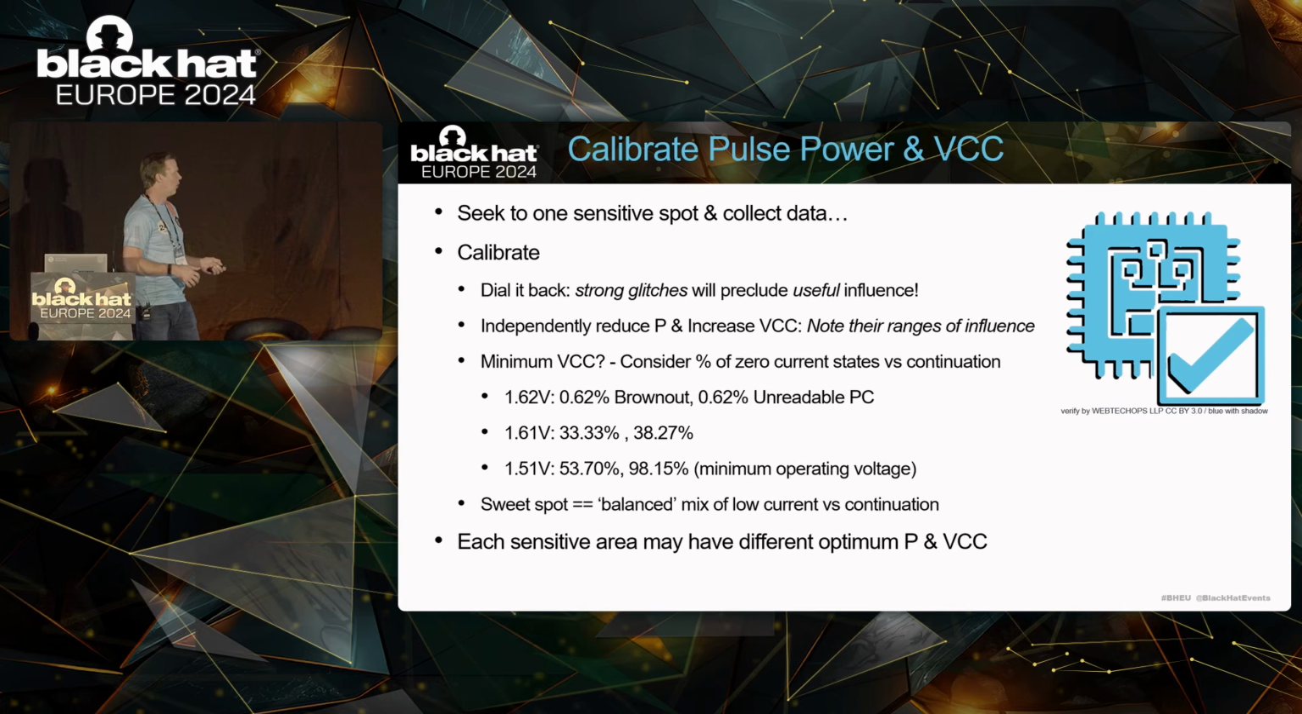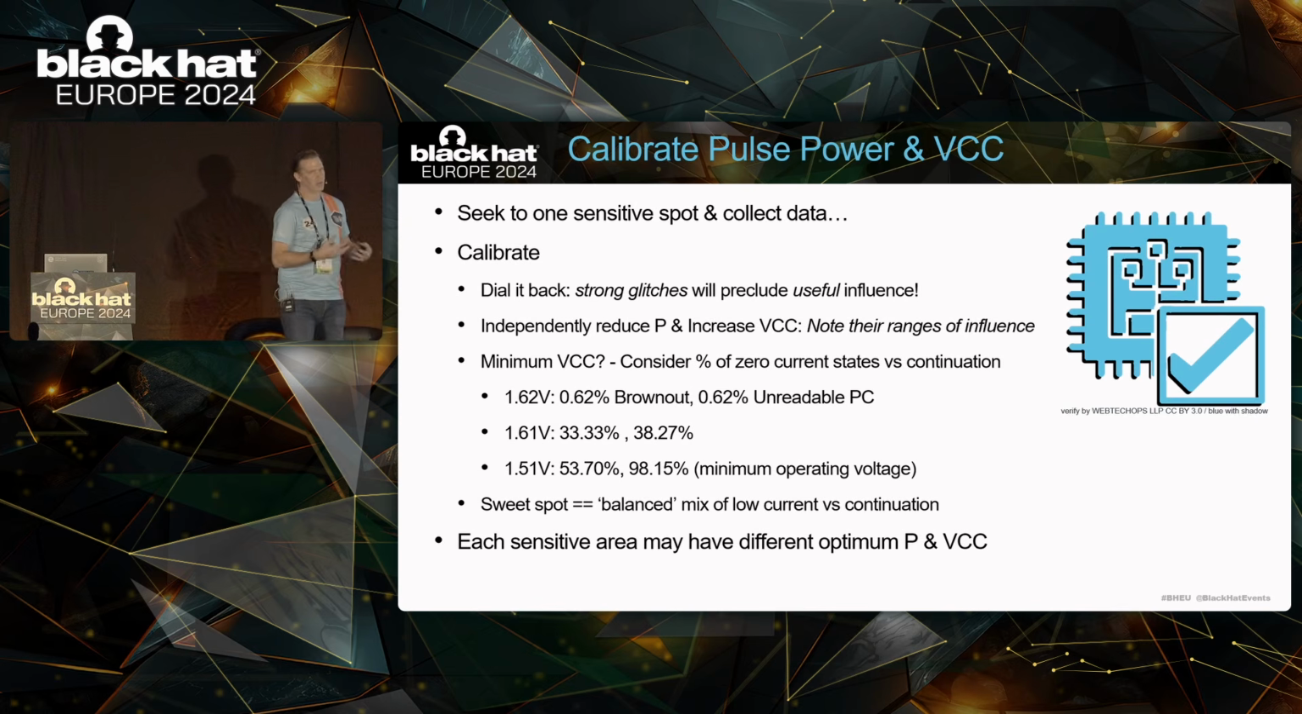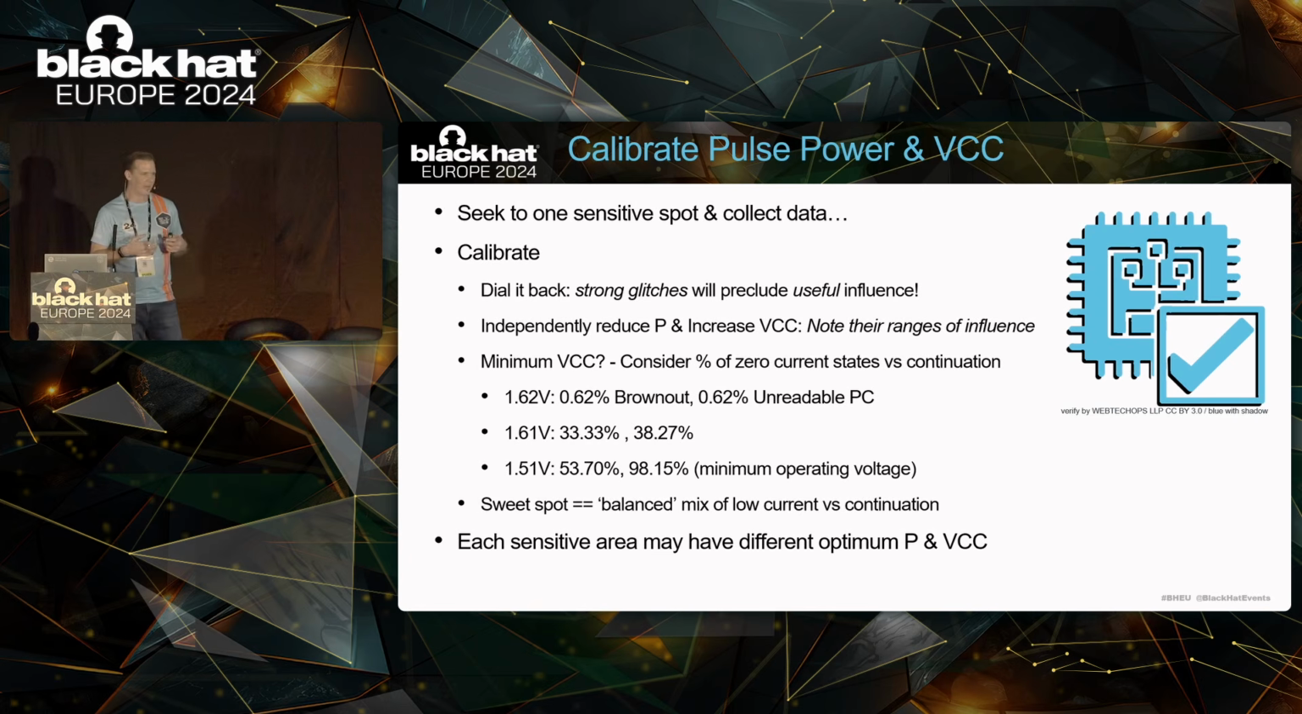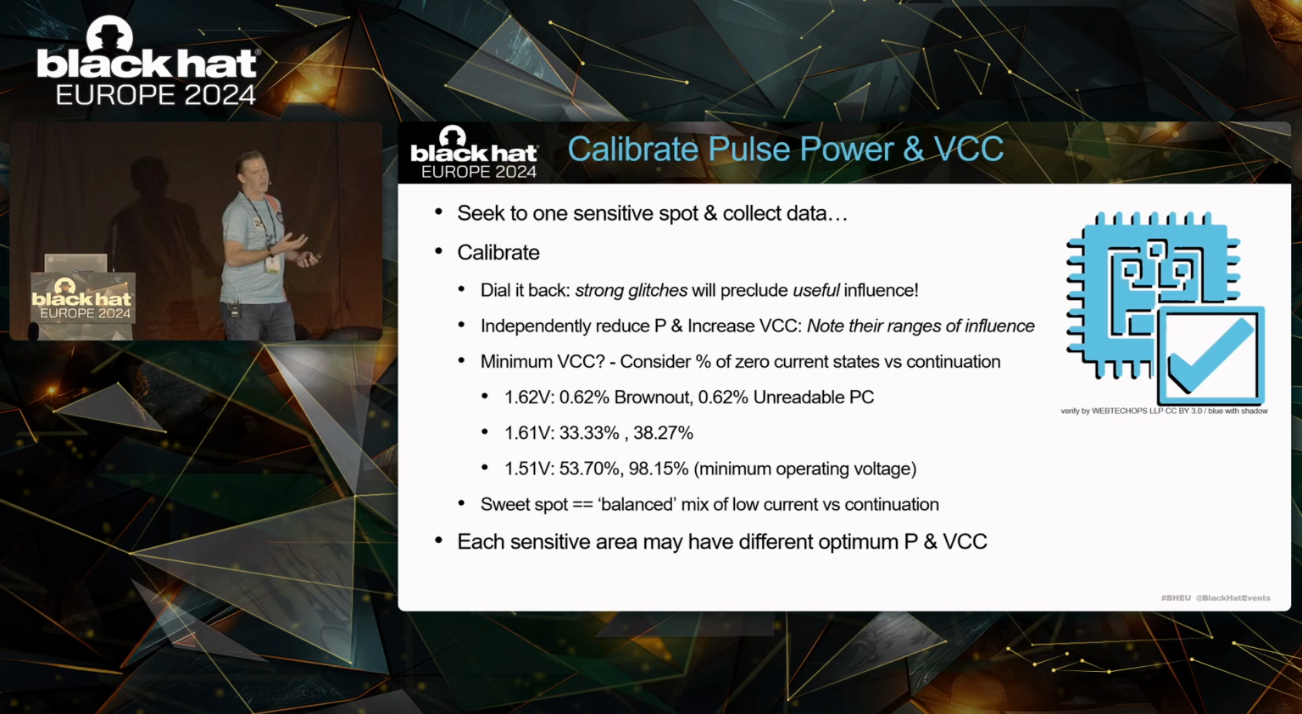Raising it even 1/10 of a volt, those numbers drop down to 30%, and another 100th of a volt above that, the chip mostly has some influence, but it doesn't always brown out, which is useful. So this is a boundary where the chip is very susceptible and is a good place to glitch. Here I call it a balance mix, but it's like the borderline between operation and glitch always causing a failure. And I want to point out too that each sensitive area might have a different calibration between pulse power and VCC. So if you move to a new area, you might find it useful to recalibrate.